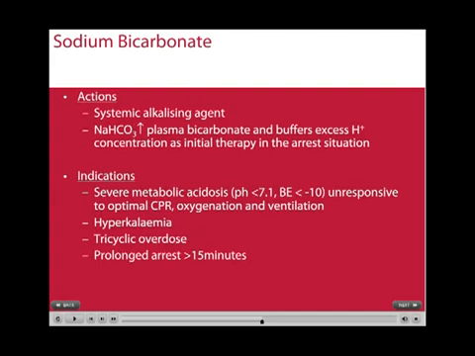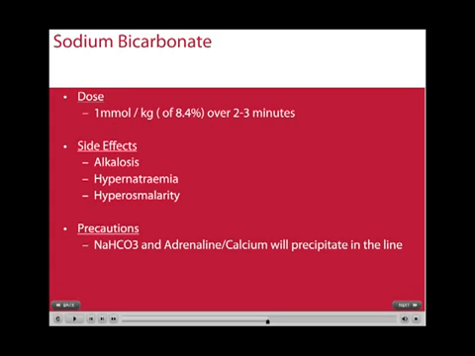Sodium bicarbonate is a systemic alkalizing agent, increasing plasma bicarbonate levels and buffering excess hydrogen concentrations. Its indications are for severe metabolic acidosis, unresponsive to optimal CPR, oxygenation and ventilation. It can also be given in the hyperkalemic patient and tricyclic overdoses, or in prolonged arrests that go on for greater than 15 minutes. The dosage given in arrest is 1 millimole per kilogram over 2 to 3 minutes. Side effects include alkalosis, hypernatremia due to the high sodium content of 1 millimole per ml inside sodium bicarbonate, and hyperosmolarity. Sodium bicarbonate and adrenaline or calcium will precipitate in the line if given together.